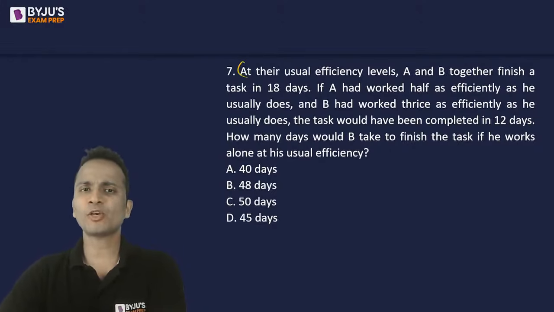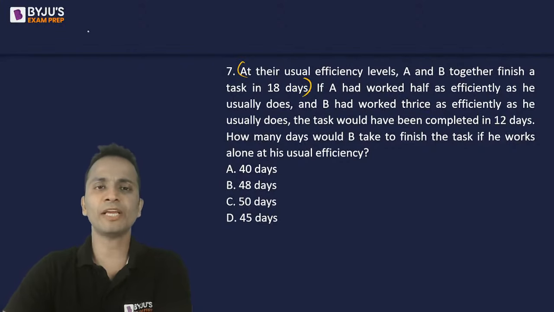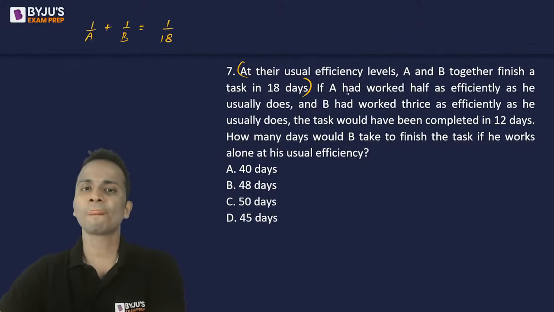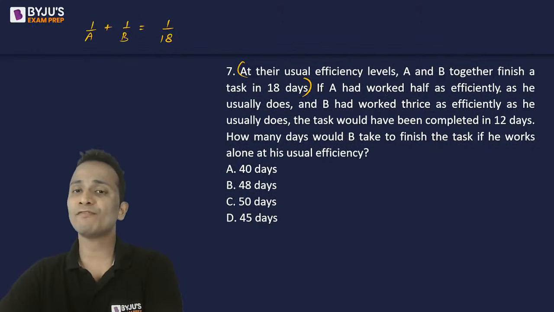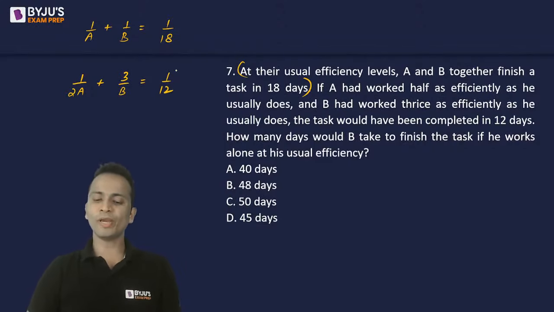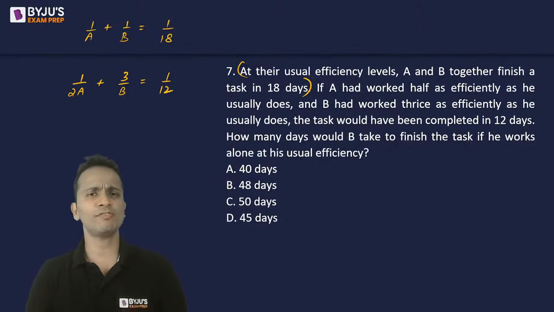So first equation, at the usual efficiency, the time taken is 18 days. So 1 upon A plus 1 upon B is equal to 1 upon 18. Now if A had worked at half his efficiency, the work done will be half, and B works at thrice his efficiency, so work done will be 3 times. The time taken will be 12 days. So these are two equations that we'll have to solve, and that's it. The work will be done.